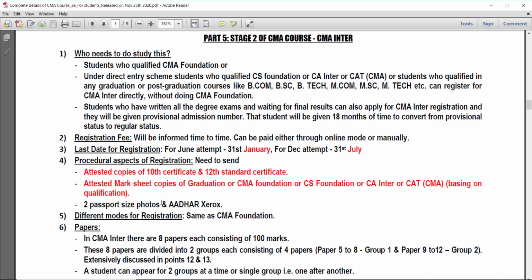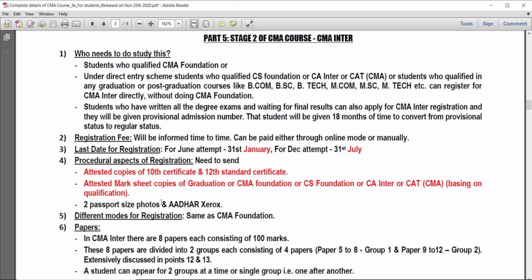That is what is meant by direct entry scheme. So who are all such students who are eligible for direct entry scheme? Those who have qualified CS foundation, or who have qualified CA Inter, or who have qualified CAT under the CMA course itself, which is conducted by the CMA Institute itself. Those who have completed CAT are also eligible for the CMA Inter course directly without writing CMA foundation. And students who qualified graduation or post-graduation courses like BCom, MCom, BSc, MSc, BTech, MTech can also register directly to CMA Inter without doing any CMA foundation course.